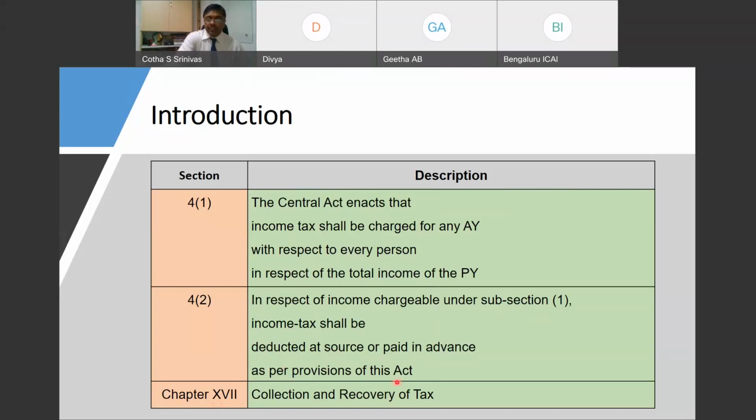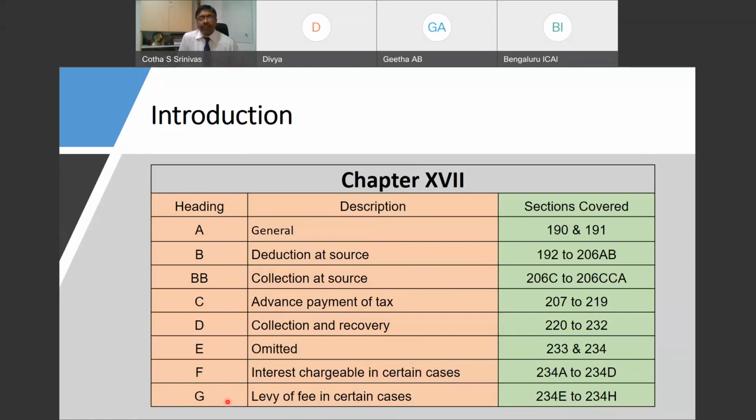So to deal with these provisions, that is collection and recovery of taxes, we have a separate chapter in the Income Tax Act called Chapter 17. If you see the structure of Chapter 17, we have various heads and it starts from section 190 and runs through up to 234H. First it is general provisions, then Chapter 17B deals with deduction at source, then collection at source, advance tax, then other procedures, then interest chargeable in certain cases, then levy of fee in certain cases. So all these sections will be covered under Chapter 17 from section 190 to 234H.